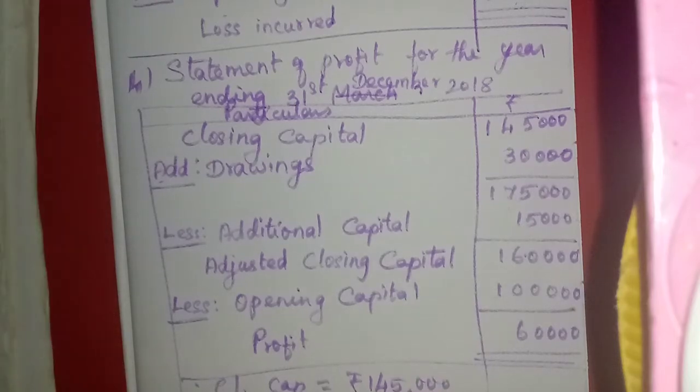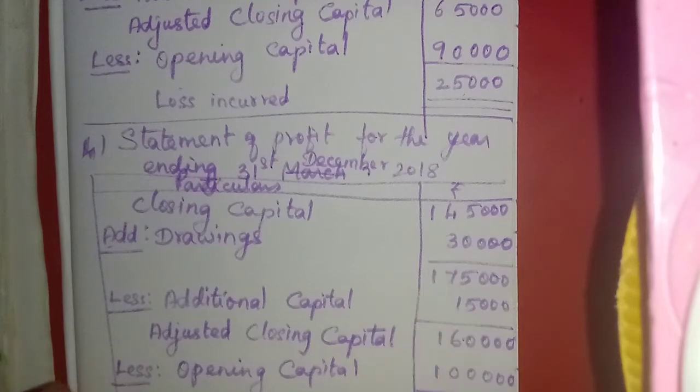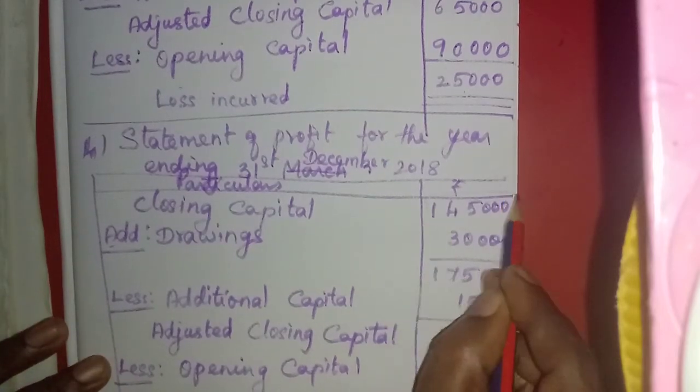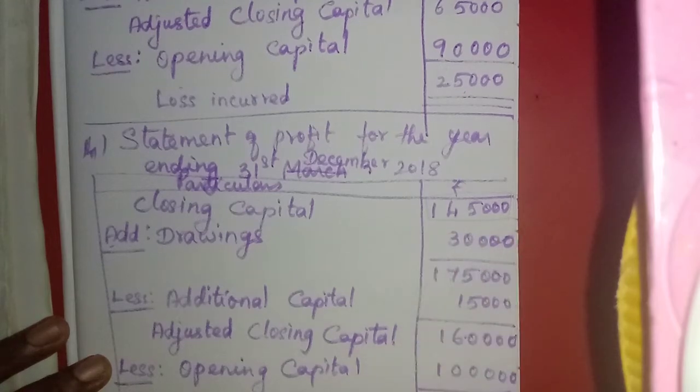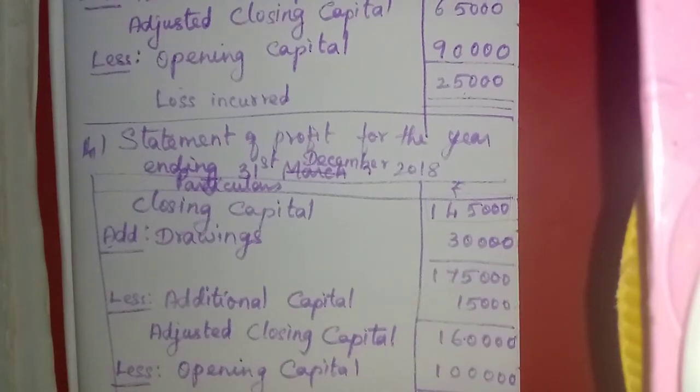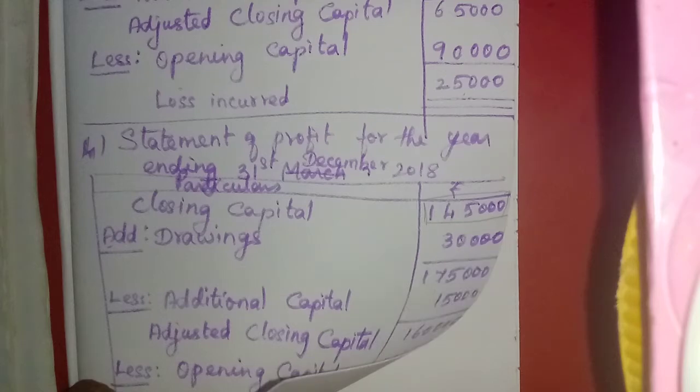Or you can leave it simply, or with the pencil you can mark like this. This is the answer. Okay, students, you might have understood this: calculate profit from incomplete records. One more exercise is there. That also I will do and show.